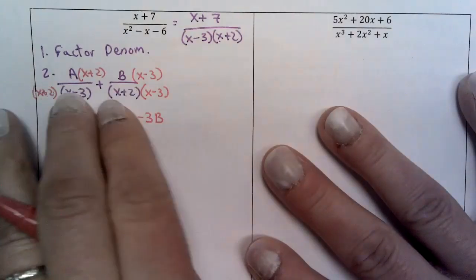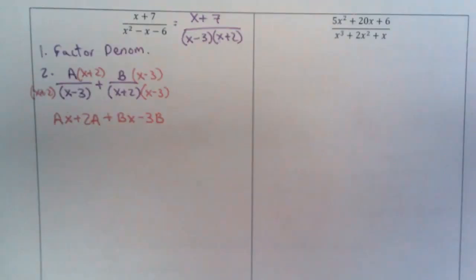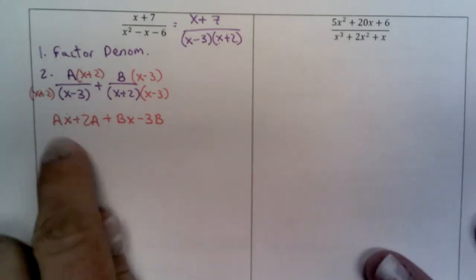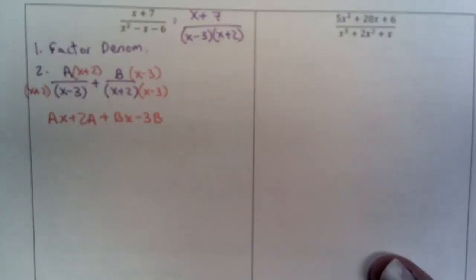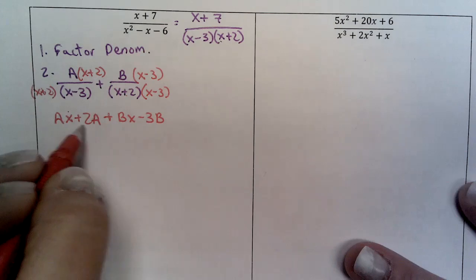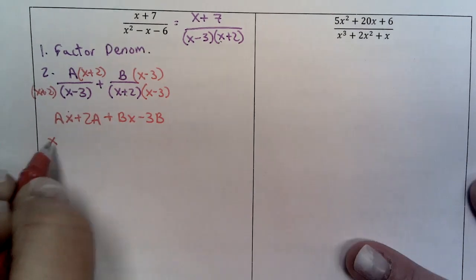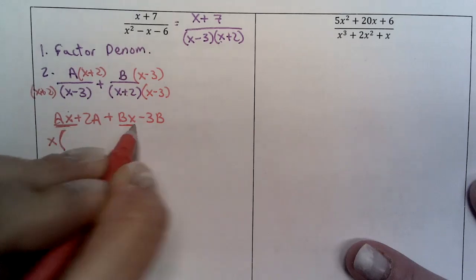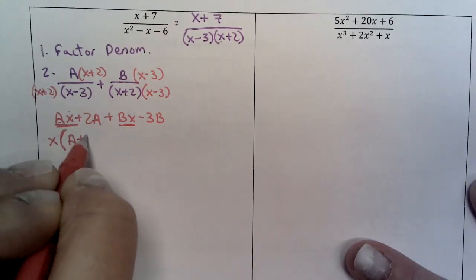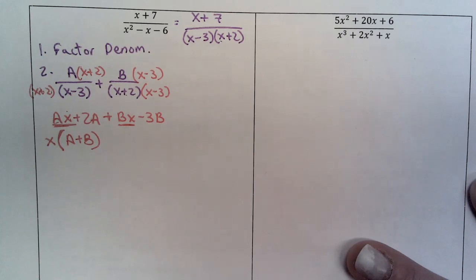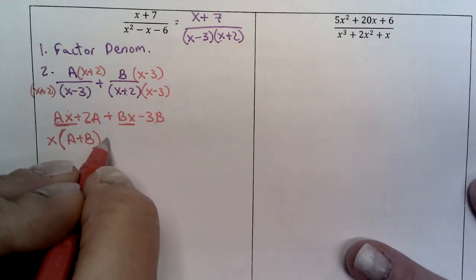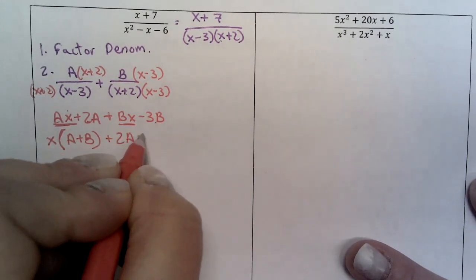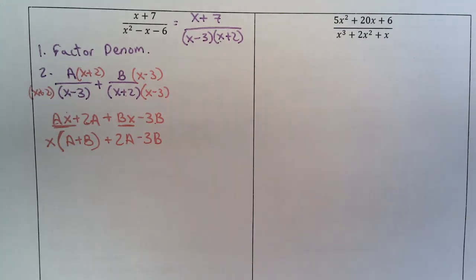I'm not going to worry about the denominators anymore right now. Now I'm just going to look at the numerators. I'm going to go on ahead and take an x out wherever I can. So I can take an x out of this, and that leaves me with x times a plus b. And then this one leaves me with 2a minus 3b. I can't take anything out of those two terms.